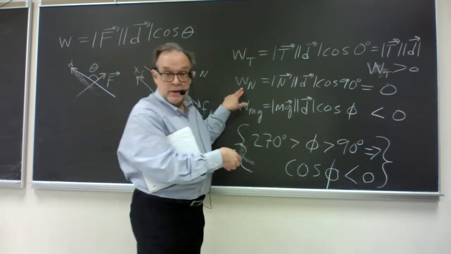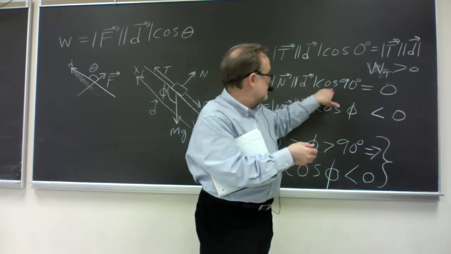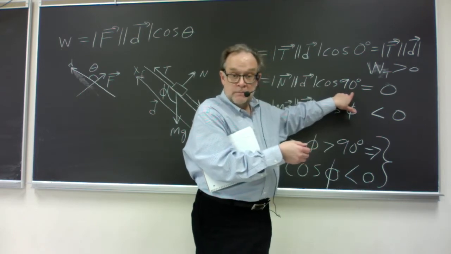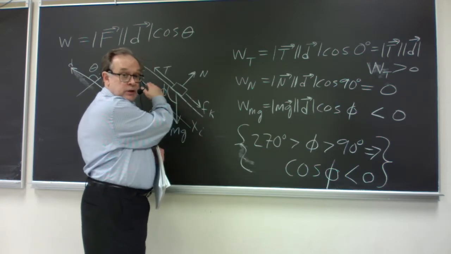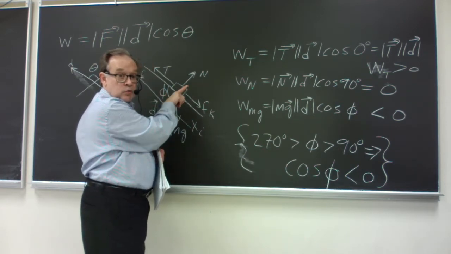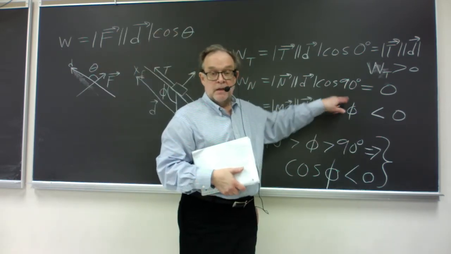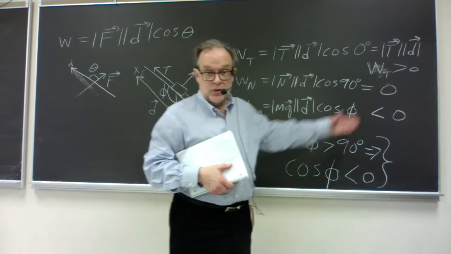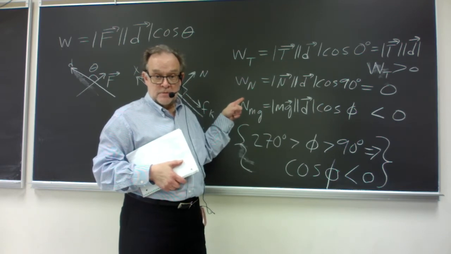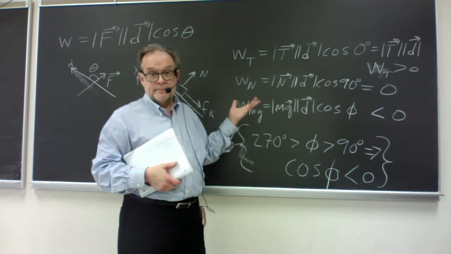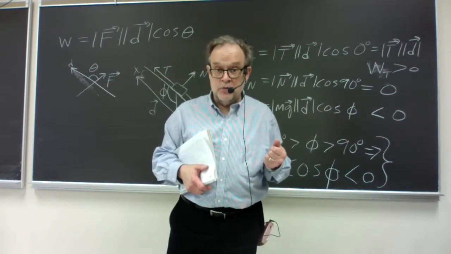Now, work done by the normal force, same deal. Magnitude of the normal force, magnitude of the displacement, cosine of the angle between displacement and force. Well, the displacement is along the incline. The normal force is perpendicular to the incline, so they're 90 degrees apart. Trigonometry tells us that the cosine of 90 degrees is 0. So even though this is a force acting on something that is moving, in this particular case, it does no work. It doesn't change the energy of the crate at all.